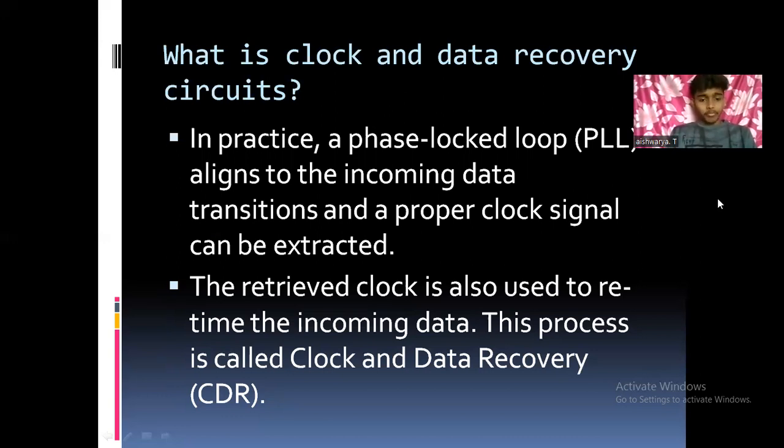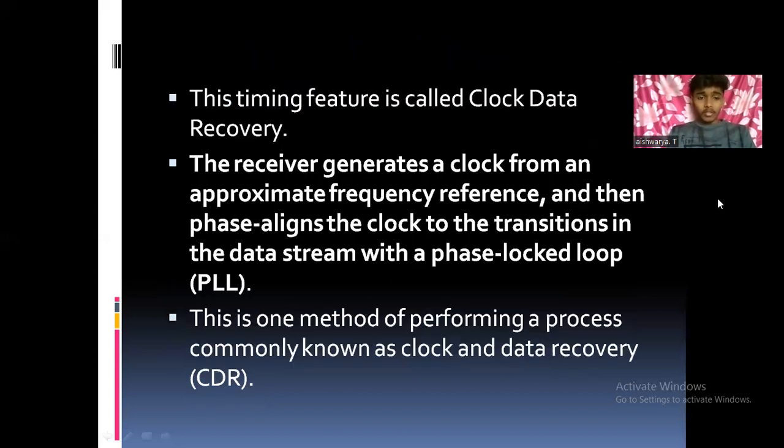And in this, the recovered clock is also used to retime the incoming data. If you have a recovered clock, it can be used to retime the incoming data. This process is called clock and data recovery, which we can call CDR for short. This timing feature is called clock data recovery, or CDR.